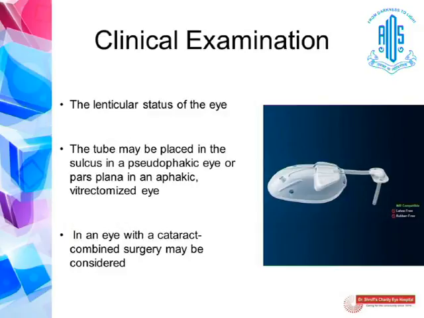The lens status of the eye is important to note. The tube may be placed in the sulcus in a pseudophakic eye, and you can also choose to go by a pars plana route if it is a phakic and vitrectomized eye. And in case there is an eye with a cataract, you can think of a combined surgery too.